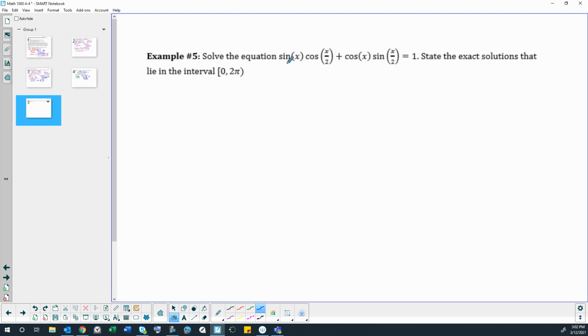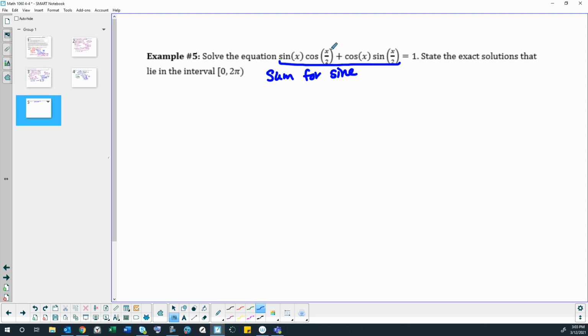Example number 5. This one's a weird one. You have to be able to recognize identities. So memorizing these just helps you to be able to keep using them. So do we recognize this? This is an identity. This is the sum identity for sine. We have sum and difference identities. This is our sum identity for sine. And basically what it's saying is sine alpha cosine beta plus cosine alpha sine beta.